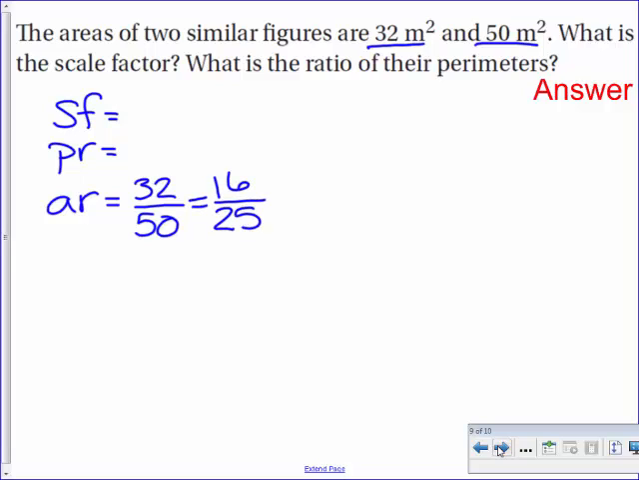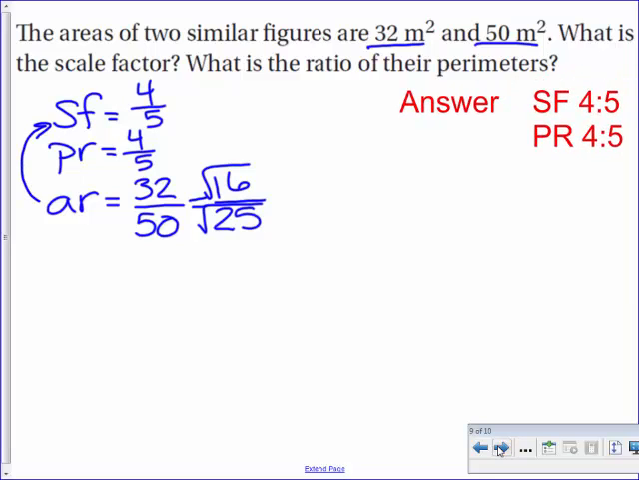So now looking at those, when you take the square root of 16 and 25, you get 4 to 5 and 4 to 5. So all we are doing is working backwards from the area ratio. And hopefully those are the right answers, and they are. You can also write them with the 2 dots if you want. I just tend to write mine in fraction.